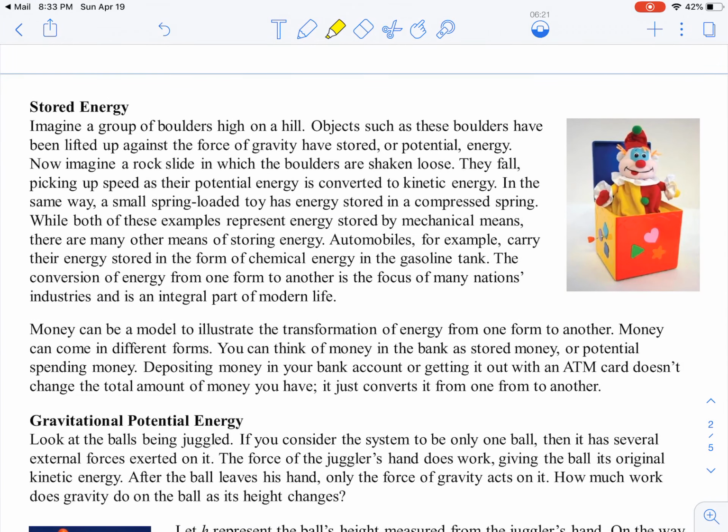Imagine a group of boulders on a hill. Objects such as these boulders have been lifted up against the force of gravity, and they have stored or potential energy. Now imagine a rock slide in which the boulders are shaken loose. They fall, picking up speed as their potential energy is converted to kinetic energy. In the same way, a small spring-loaded toy has energy stored in a compressed spring. While both of these examples represent energy stored by mechanical means, there are many other means of storing energy.